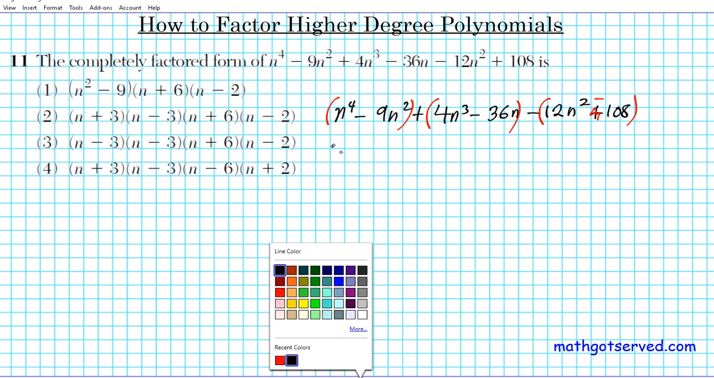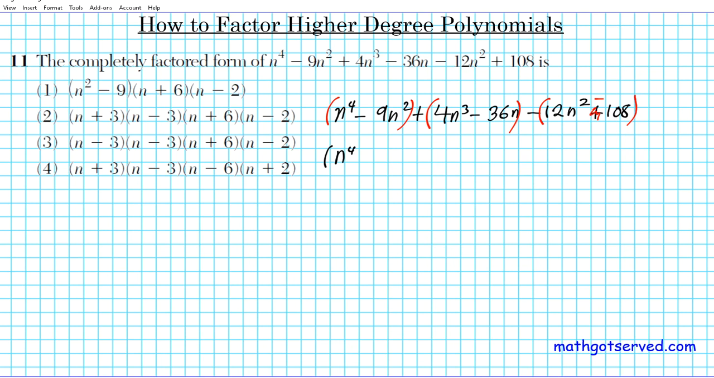So when we factor by grouping, the first group will be n to the fourth minus 9n squared, plus 4n to the third minus 36n, minus 12n squared minus 108. Alright, what we're going to do next is proceed to extract the greatest common factor from each group. Okay, so from the first group, the GCF of the coefficients, we have 1.